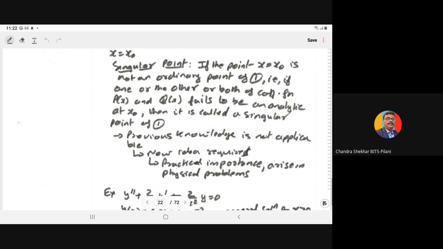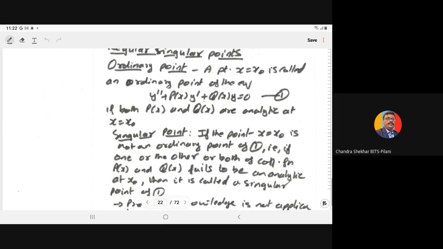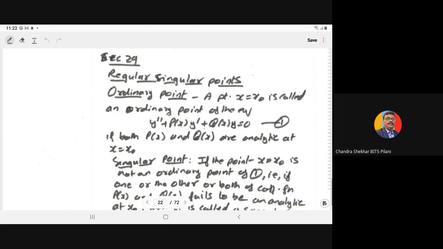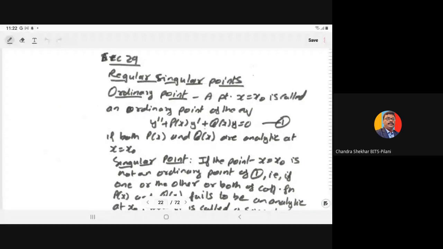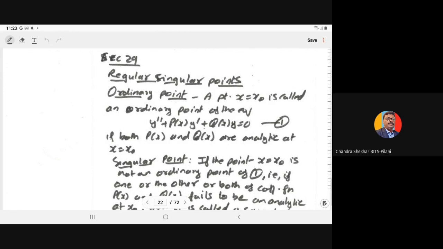So that is our another section, section 29. In this we will study the regular singular point. We have the irregular singular point also, but in this section we will study the regular singular point. So the next topic is regular singular point. What is the ordinary point? What is the definition of the ordinary point? You have studied.